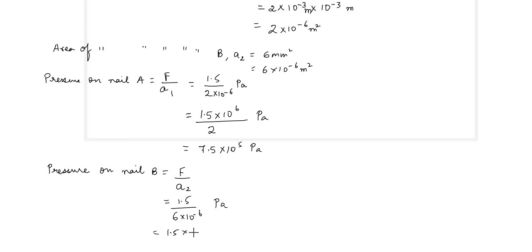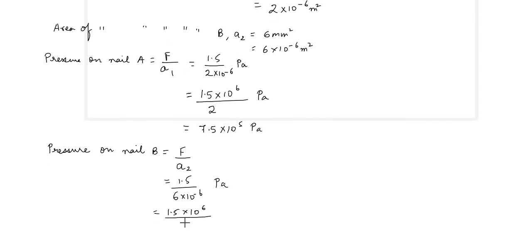पहले मैं इस 10 to the power minus 6 को ऊपर सेंड किया तो it becomes 10 to the power 6. नीचे हमारे पास 6 है. अब इसको easily solve कर सकते हो. And on solving you will have 2.5 into 10 to the power 5 Pascal. So this is the pressure on nail A and this is the pressure on nail B. Very simple question. Next question. Let us move to the next question.